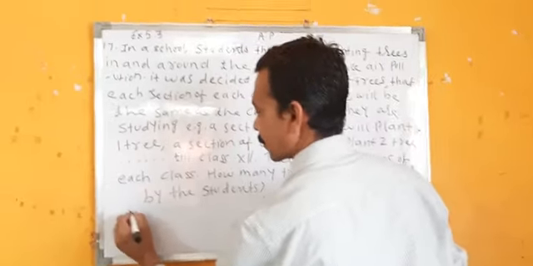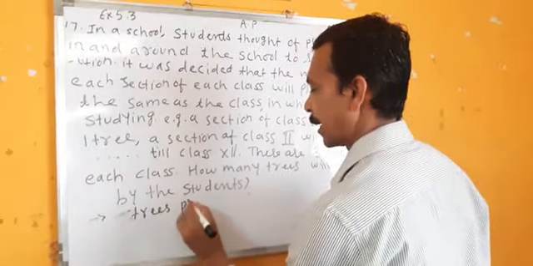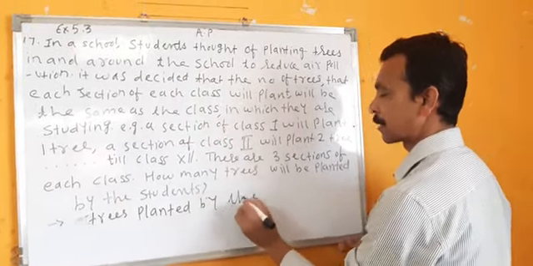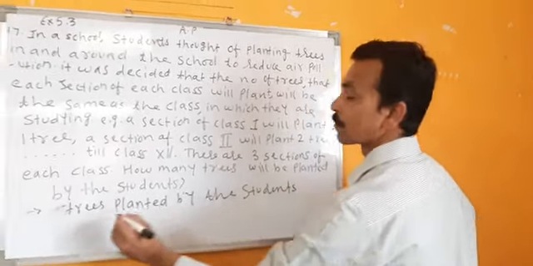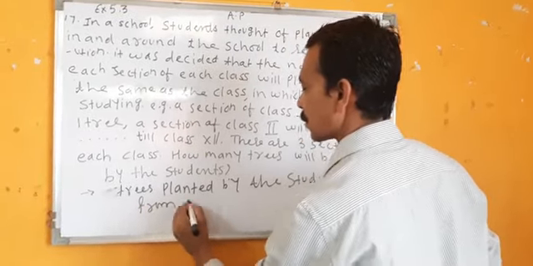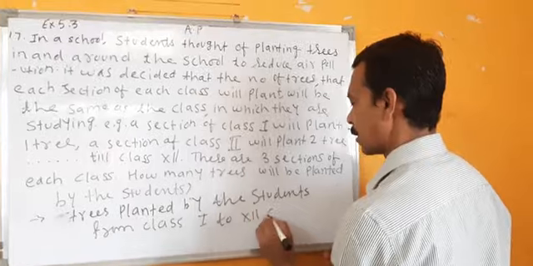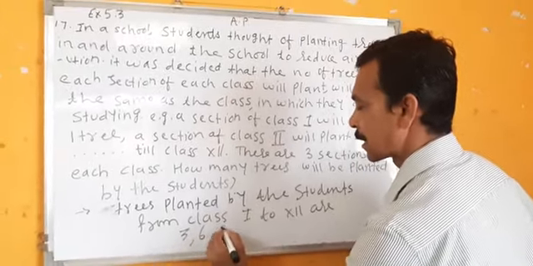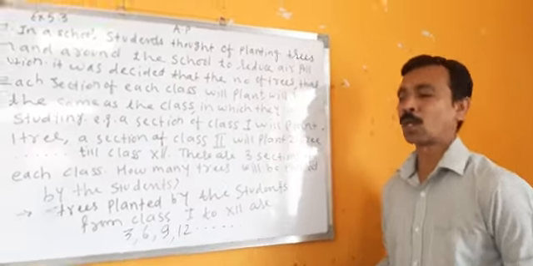So I will write here. Trees planted by the students from class 1 to 12 are 3, 6, 9, 12, and so on.